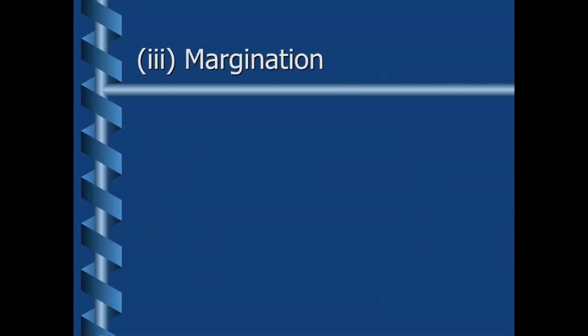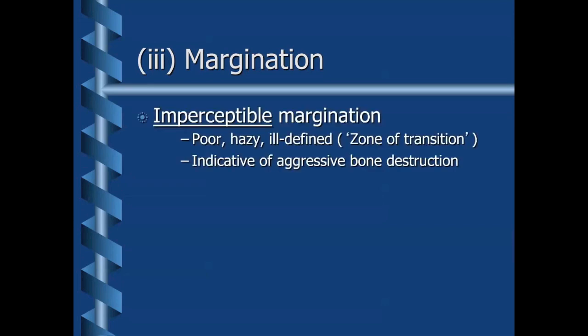The next descriptors relate to margination, and as I said, this is very, very important, and I'll talk about this as we go along. There are basically 2 broad categories. There's imperceptible margination, and that's when there's a poor, hazy, or ill-defined margin on the lesion, and that's often called the zone of transition. Now, a poor, hazy, or ill-defined margin indicates aggressive bone destruction.